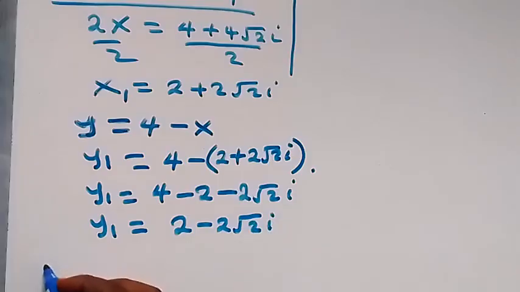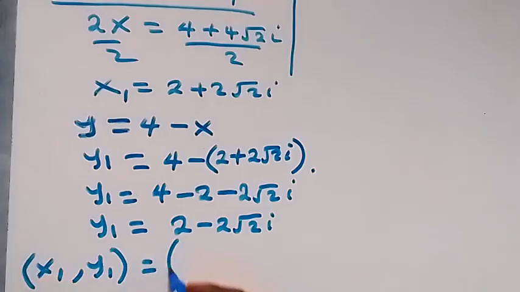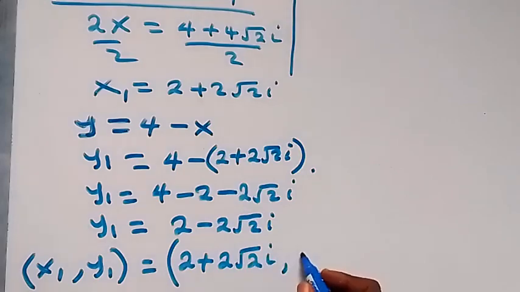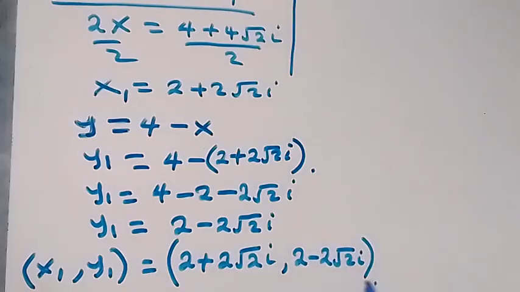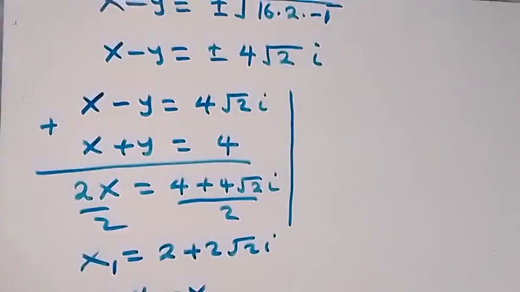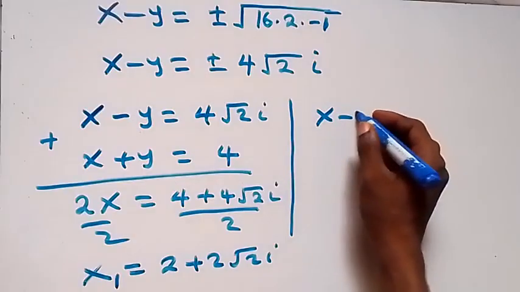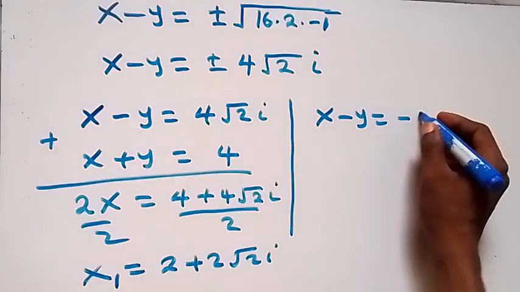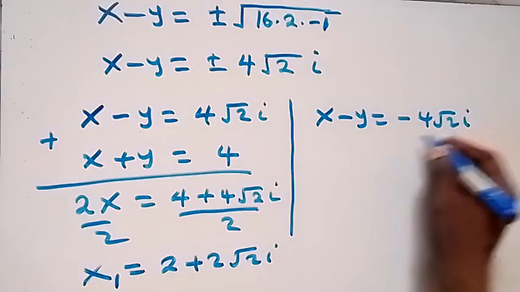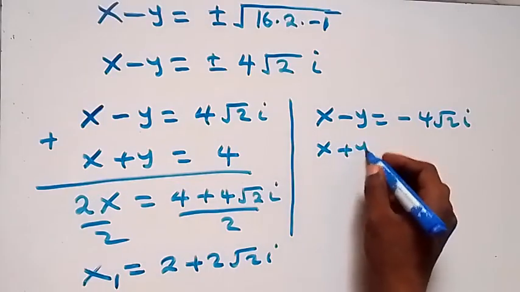Then we can say that x1 comma y1 from here, same thing as x1 from there is 2 plus 2 root 2i, then comma y1, that's 2 minus 2 root 2i. So which is a complex solution. Also, the second case, when x minus y is negative from here, so we have x minus y equals to minus 4 root 2i, and x plus y, same thing as 4.